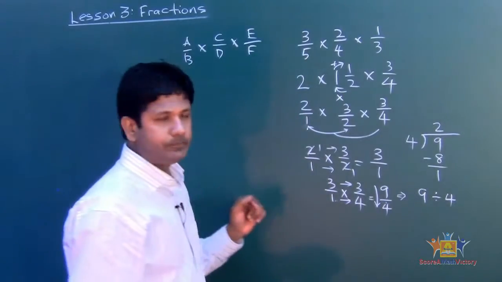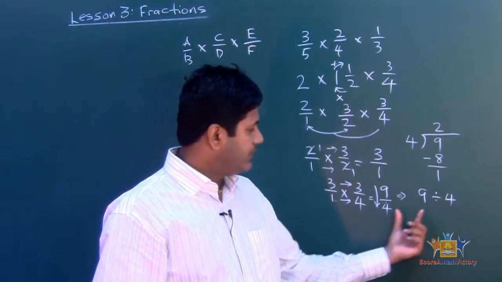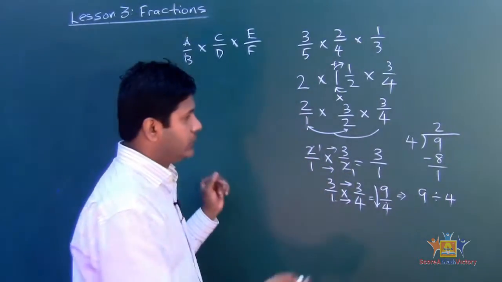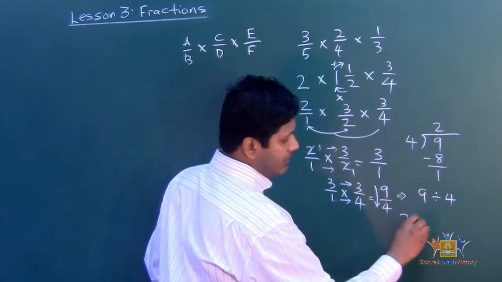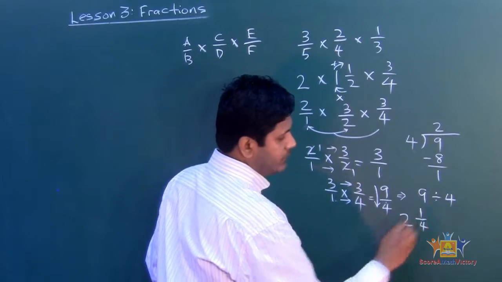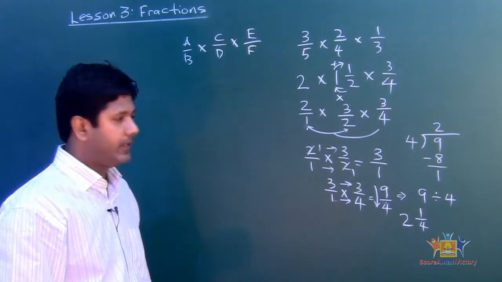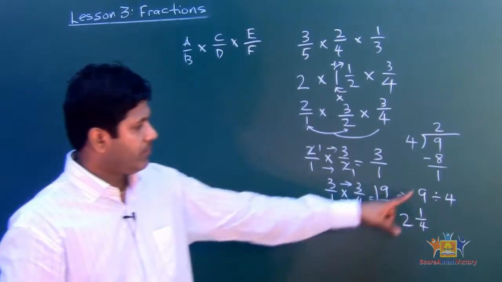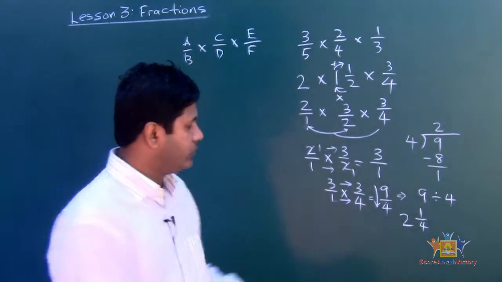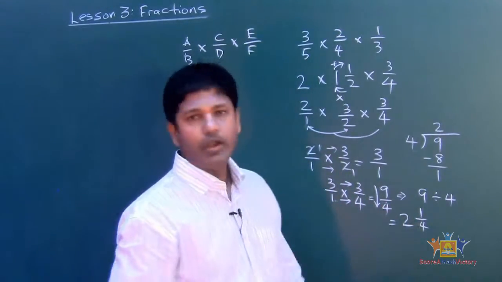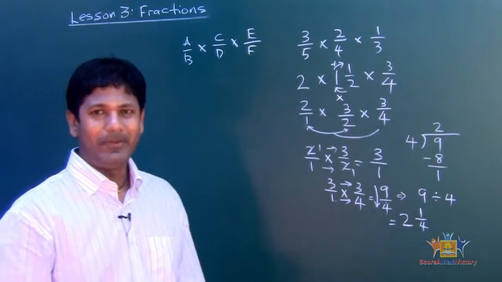That's it. Okay? Now I translate that into a mixed fraction. So that is my whole number, this is my denominator, and that would be my balance, which is the numerator. Okay, the remainder. The 1 will be the numerator. So that means 9 over 4 is equal to 2 1 over 4. Okay, pretty easy, isn't it?